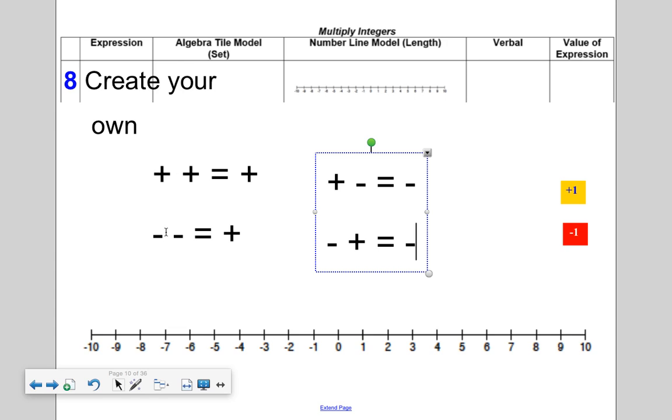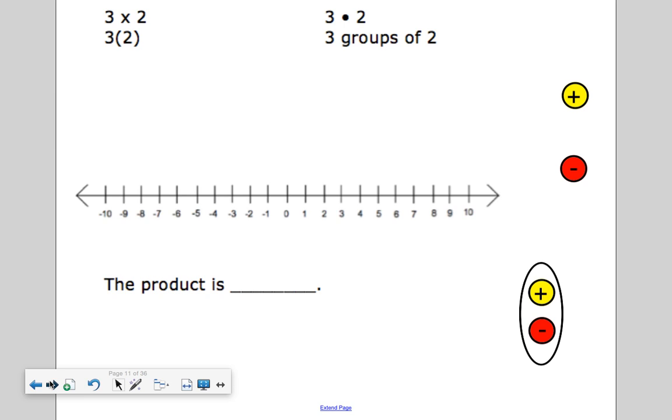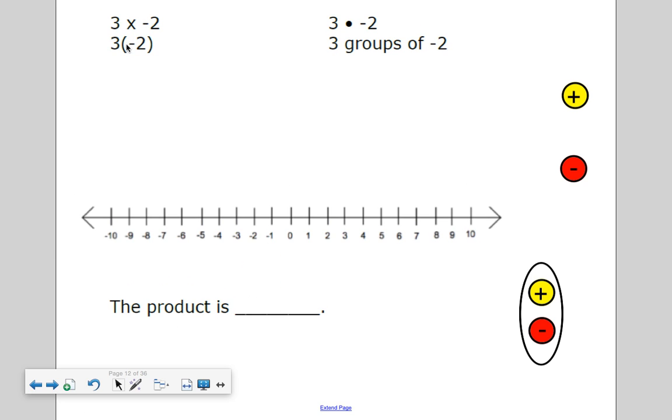So when the signs are the same, positive. When the signs are different, negative. So using that, we should be able to answer the following question. What's 3 times 2? The answer would be 6. What's 3 times -2, or 3 groups of -2? That'll be -2, -2, -2, -6. The signs are different, negative.